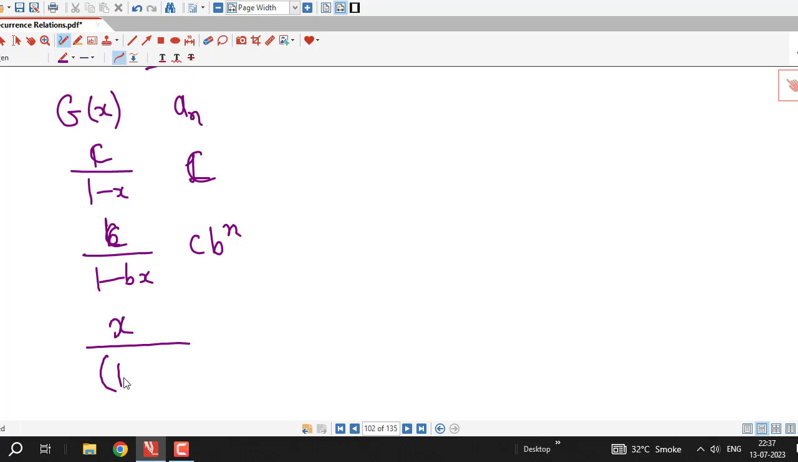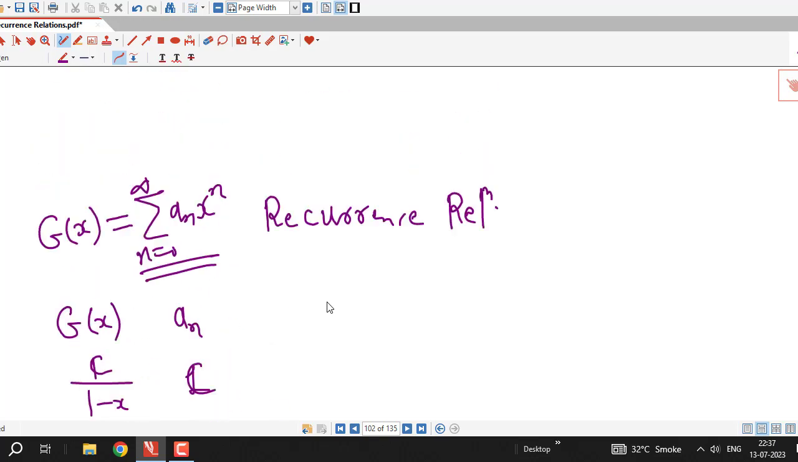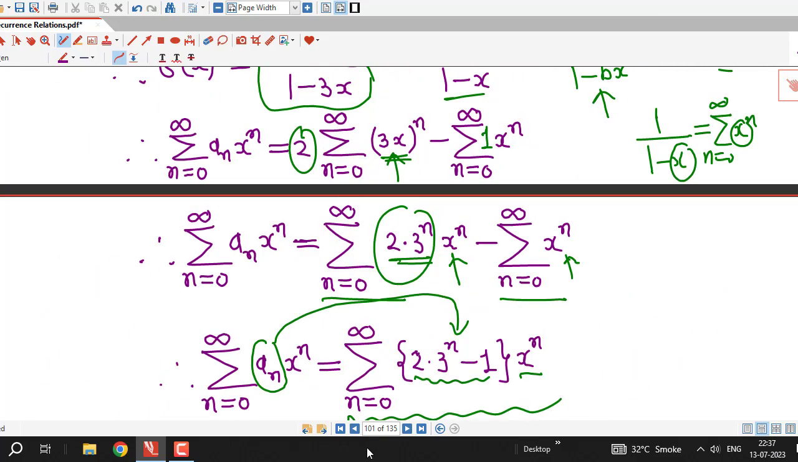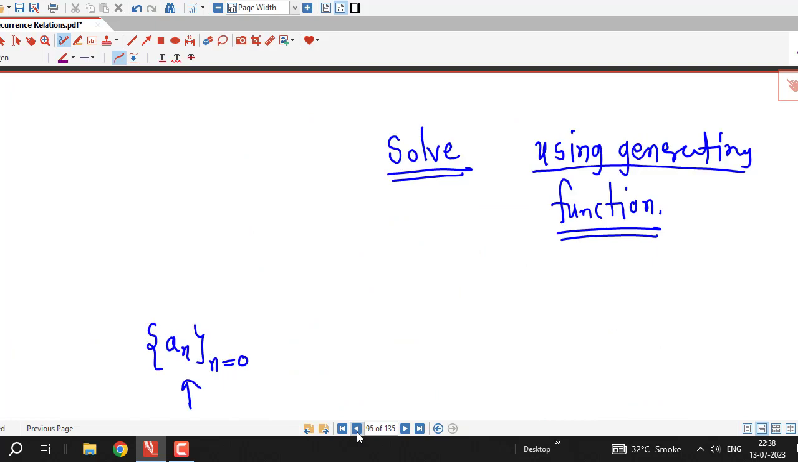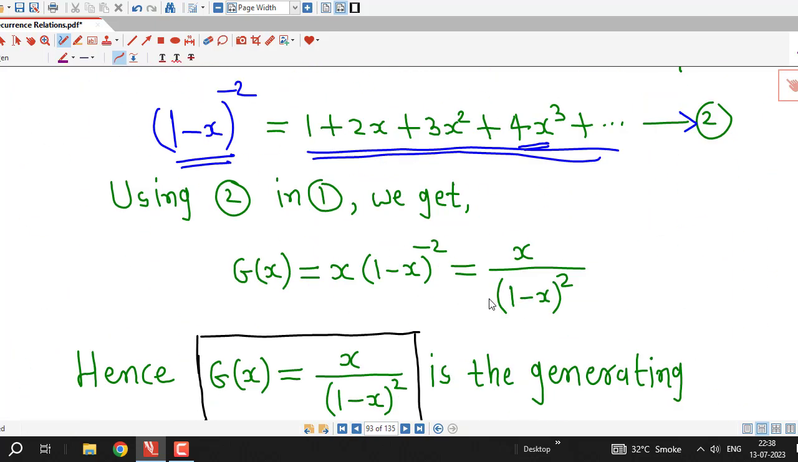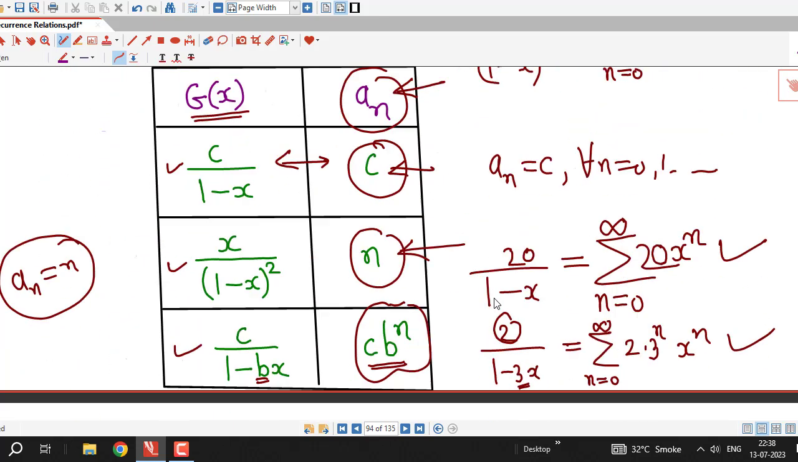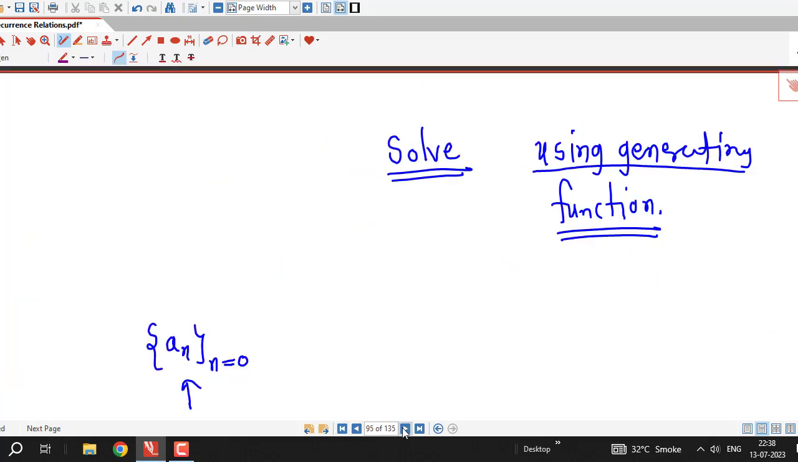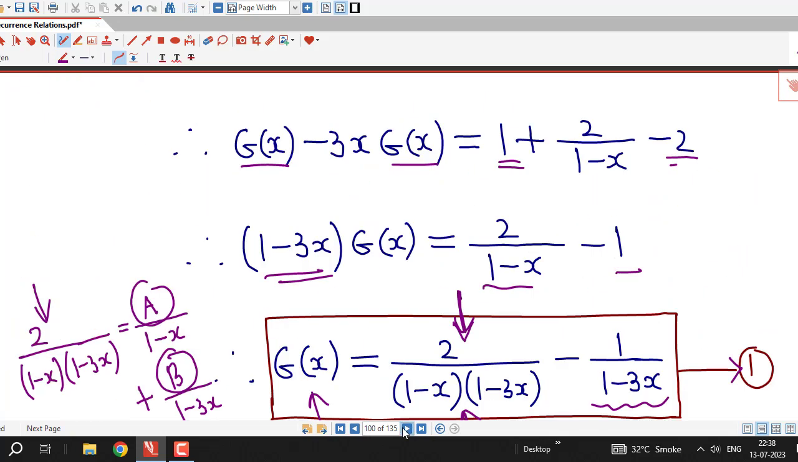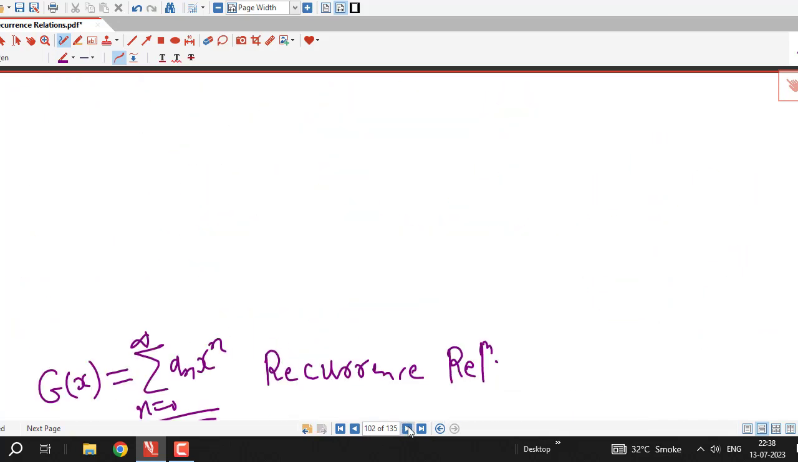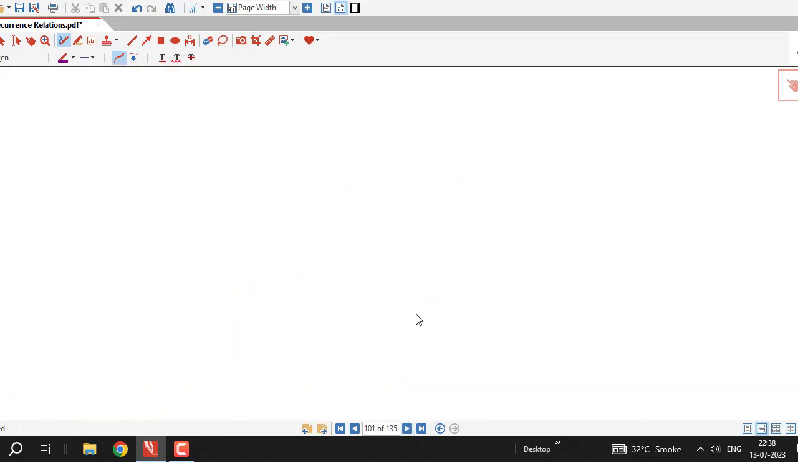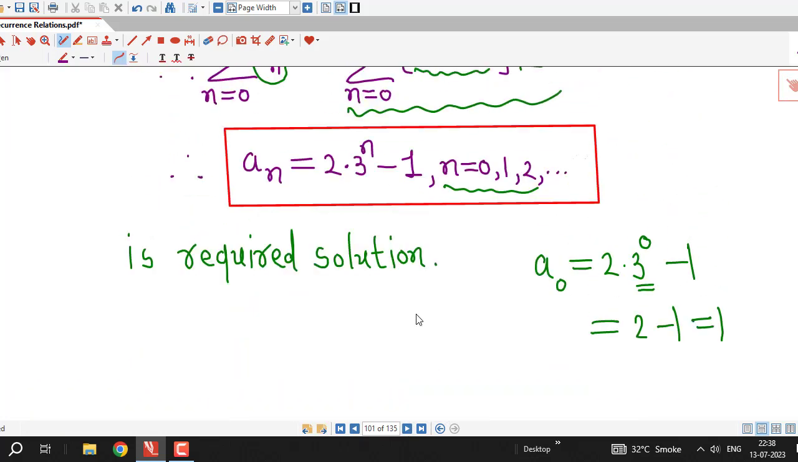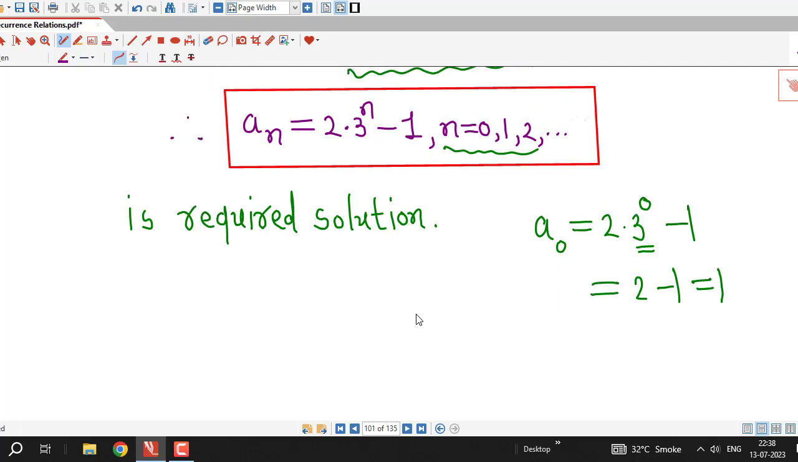Similarly, if I have x over (1 minus x) whole square, then I will have n times x raised to n, or let me check whether I have written correctly or not. All these things we have discussed in earlier lecture number 3. So here if I have x over (1 minus x) square, then a_n equal to n. So that is the correct formula. And if you can remember this, your work will be less. And if you are not able to remember, you can use the standard Maclaurin series expansions to write down the corresponding sequence for the generating function.